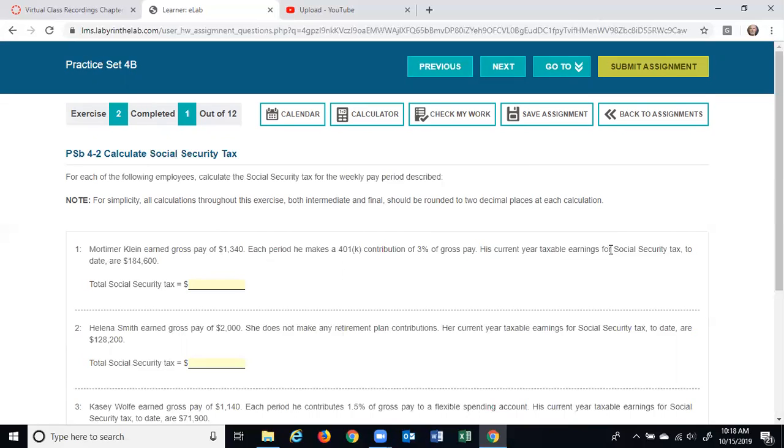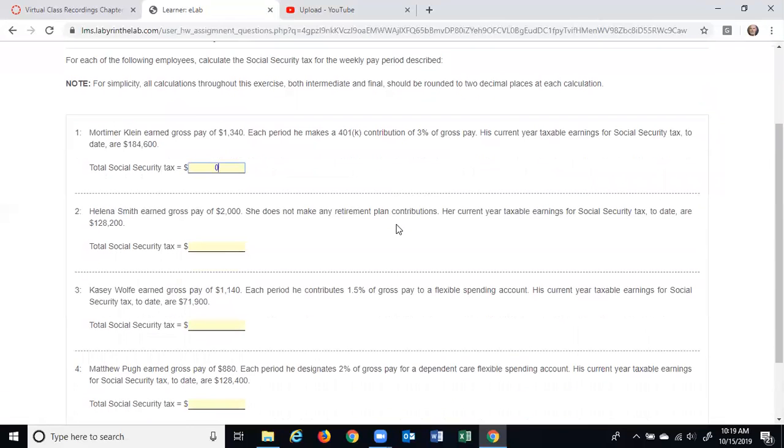His current year taxable earnings for Social Security tax to date are $184,600. One of the things you have to recall is the tax base for Social Security caps, and I think it's 128,400. He's well over it, so his Social Security tax is actually zero. So we'll put a zero in there. Well, because that's zero, that was just too easy. Let's go down here and see if we can find something just a little bit more complicated.